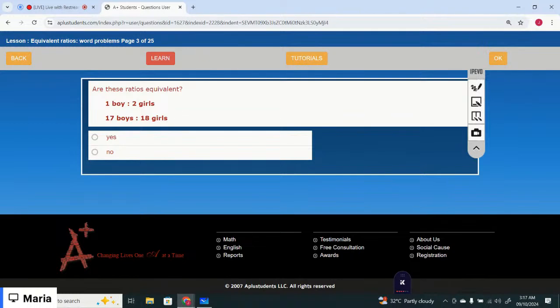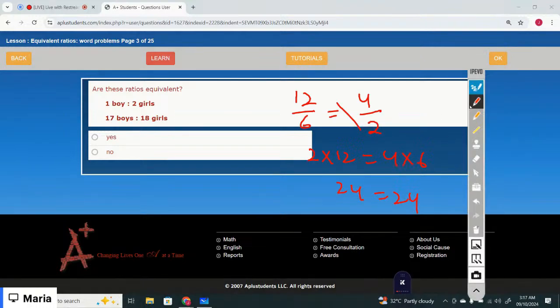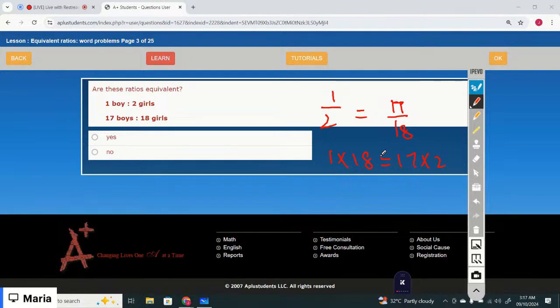Are these ratios equivalent? 1 boy to 2 girls and 17 boys to 18 girls. That is 1 to 2 and 17 to 18. So which is the correct option? 1 times 18, 17 times 2. 18 times 1 is 18 and that is not equal to 34.